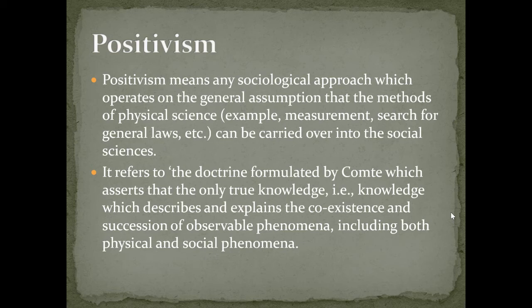various aspects of the society, Auguste Comte assumed that the methods which are used in the physical sciences, like experimentation, like for example measurement or search for general laws, such types of procedures can be used in social sciences. जो भी हम experiments करते हैं physical science में laws को establish करने के लिए, वही procedures हम apply कर सकते हैं social sciences.